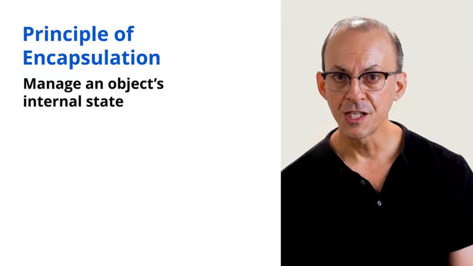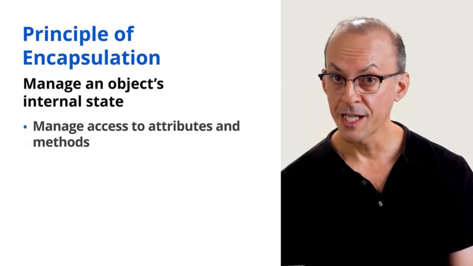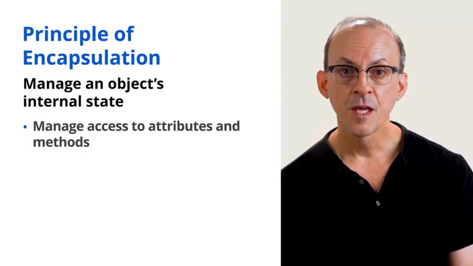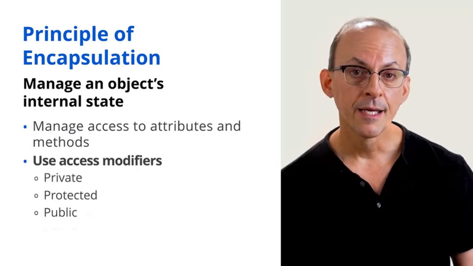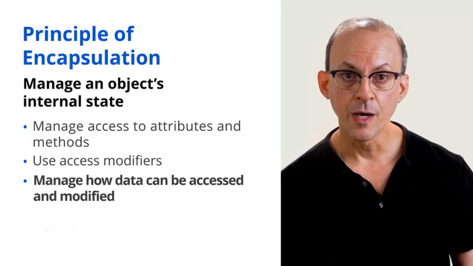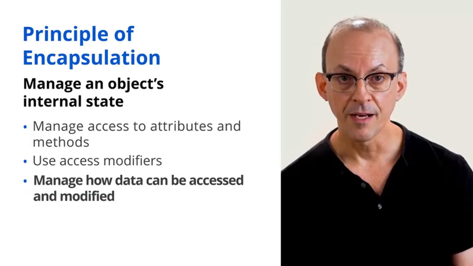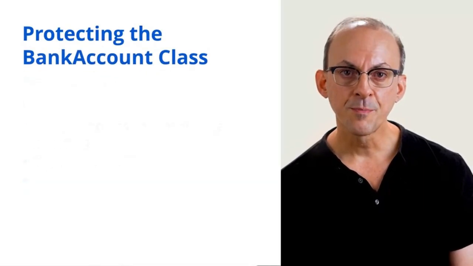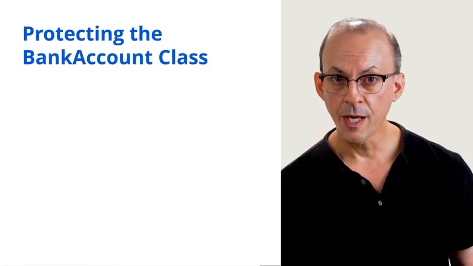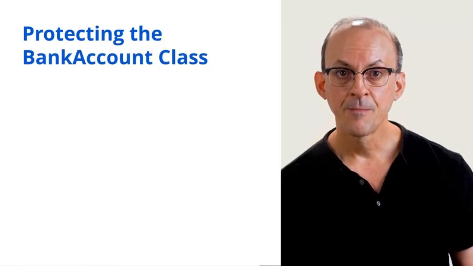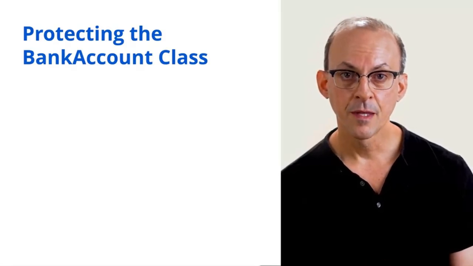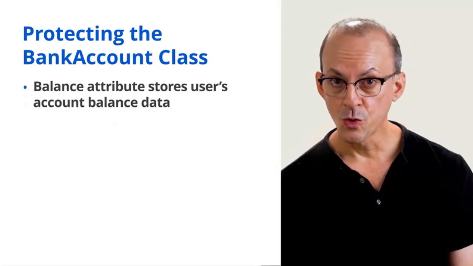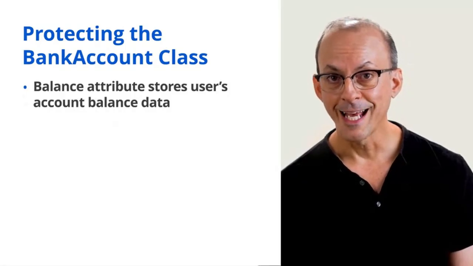Encapsulation protects an object's internal state by managing access to its attributes and methods. Developers use access modifiers like private, protected, and public to manage what data and methods other code has access to and how data can be modified. For example, suppose a bank developed an application and the code has a bank account class that includes data and methods for managing data related to a customer's account. The balance attribute stores the customer's account balance data.